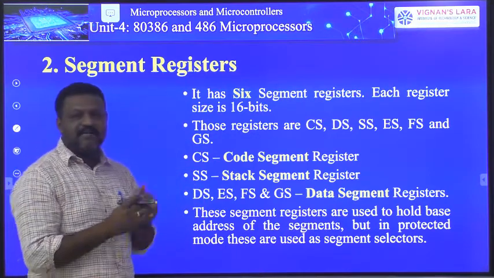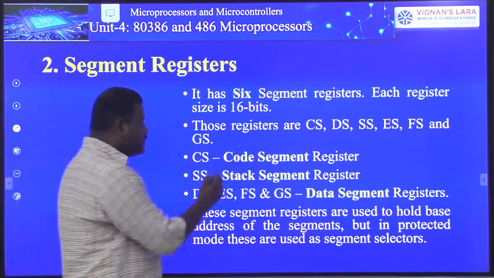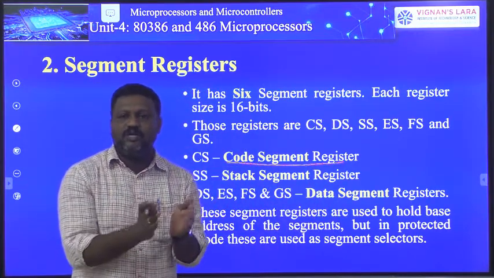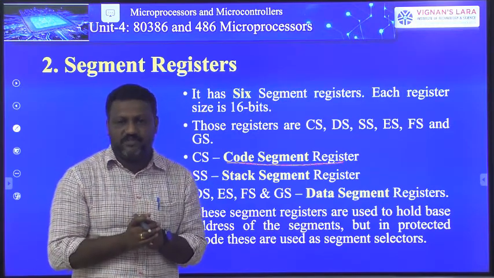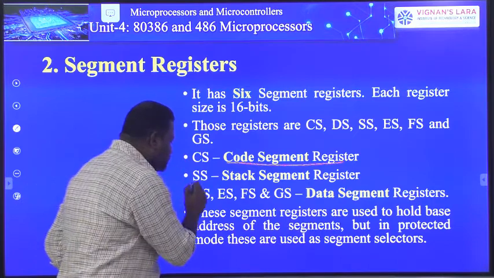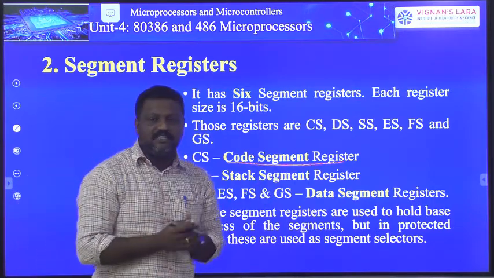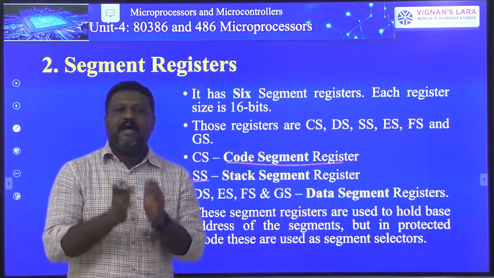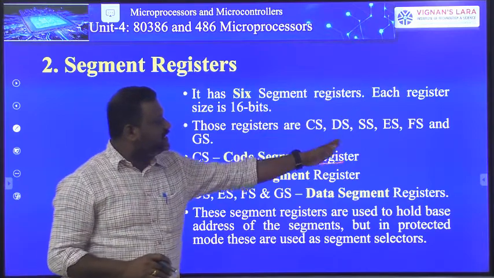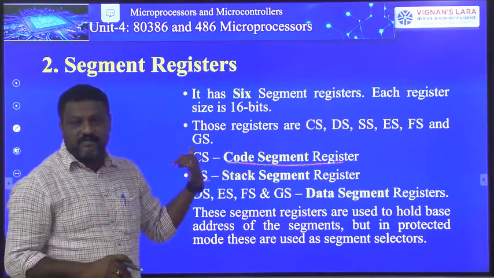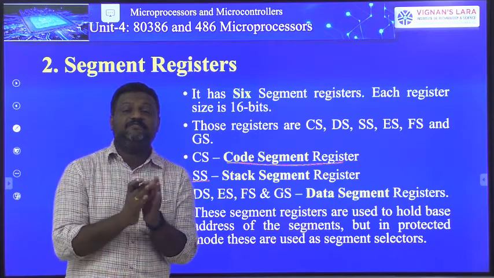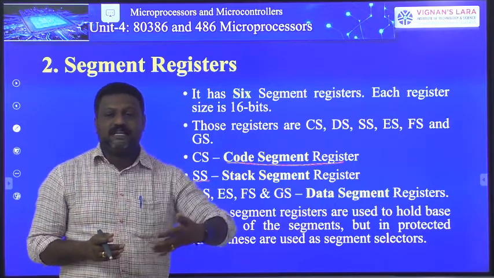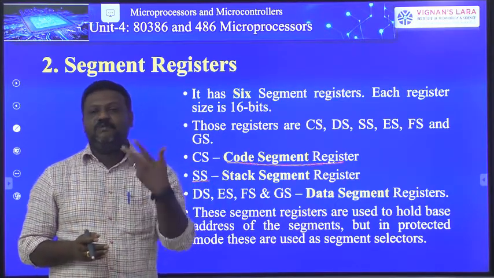And next, coming to the segment registers, the first one is CS, the code segment register. The job of this code segment register is to hold the starting address or base address of the code segment. The second one is SS, the stack segment register. It is used to hold the starting address or base address of the stack segment. And later, you will find DS, ES, FS, and GS. These 4 segment registers are used to hold the starting address of the data segment, the extra segment, the F segment, and the G segment.